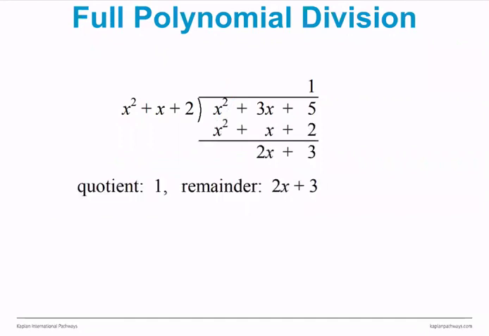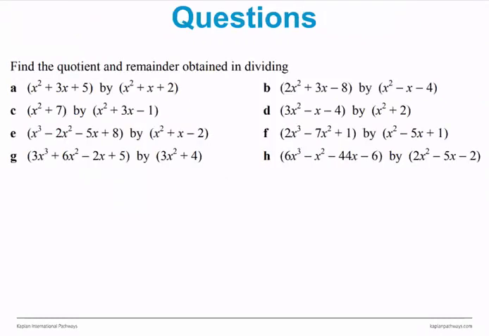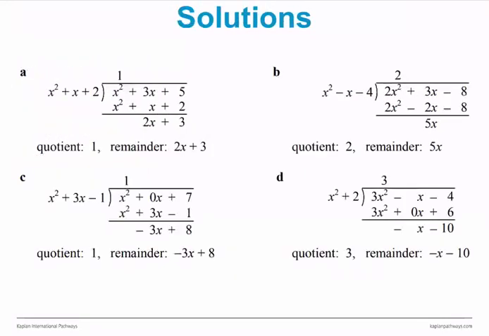So that's, they solve it here. The quotient is 1, and the remainder is 2x plus 3. These are questions for you to try, and the answers are there as well, the solution. As I said, you can practice and check your work from this.